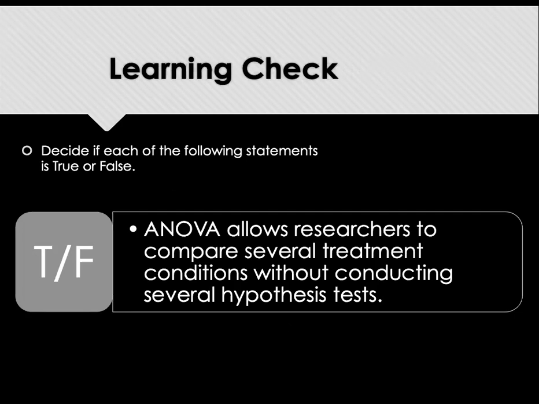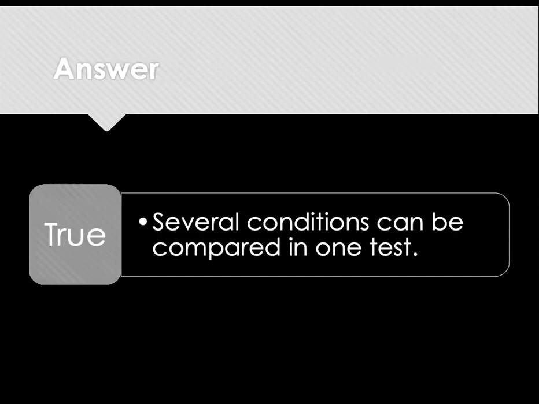Okay, couple learning check questions here. True, false. ANOVA allows researchers to compare several treatment conditions without conducting several hypothesis tests. I'll give you a minute to see if you can answer that. And that is true, right? The big advantage of an ANOVA is that several conditions or factors can be compared in one test. So we do not end up with an inflated type 1 error rate.